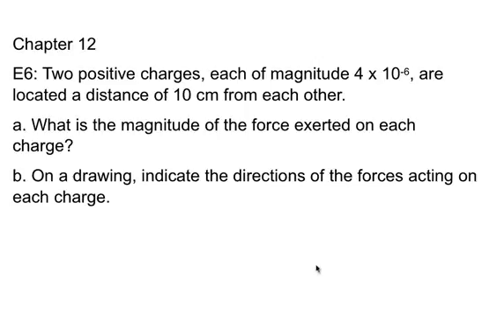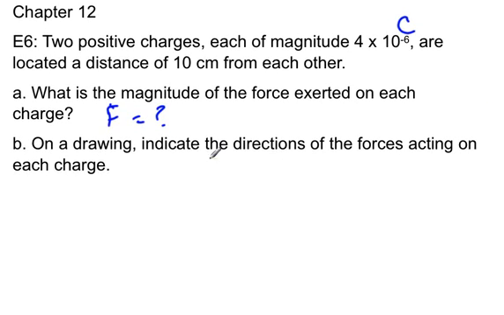Okay, let's do a problem from chapter 12. Two positive charges, each of magnitude 4 times 10 to the negative 6, are located a distance of 10 centimeters from each other. Let me fix something real quick. This should be coulombs. What is the magnitude of the force exerted on each charge? So we're looking for the force there. And here on B, on a drawing, indicate the directions of the forces acting on each charge.